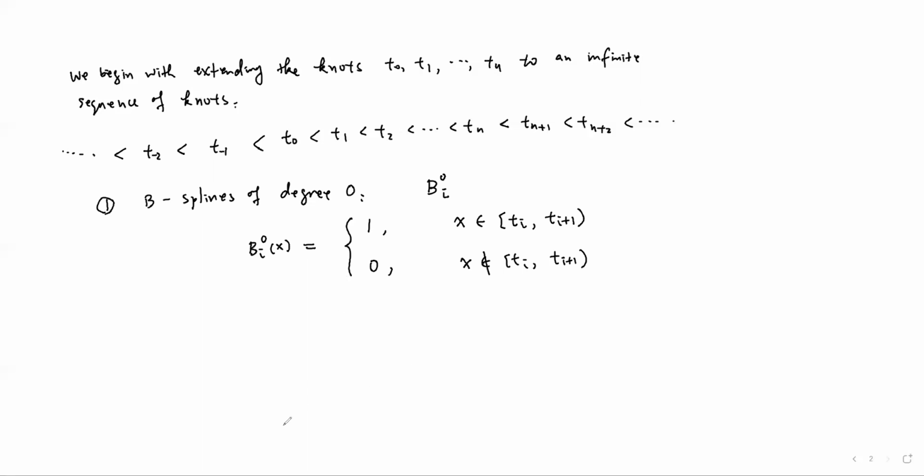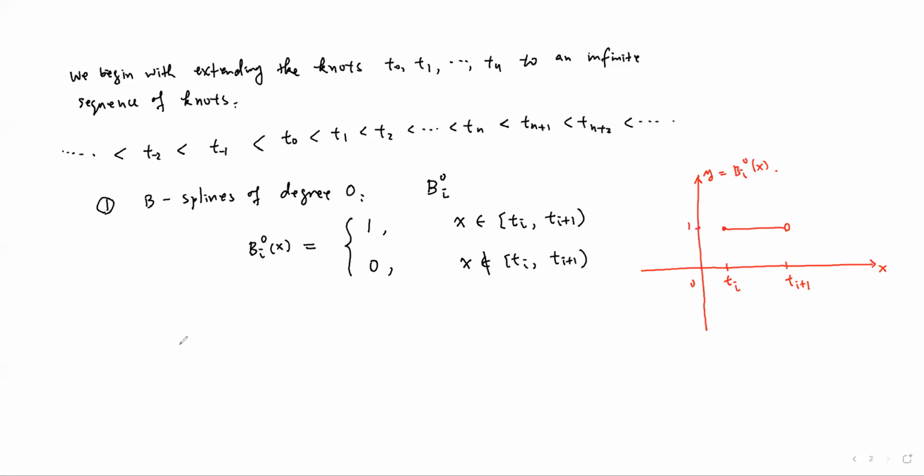The graph of this function is this. X-axis, y-axis. Suppose Ti is here, Ti plus 1 is here. Then function value over this interval is 1, a horizontal line. The left end put a closed dot. The right end put an open dot. Over this interval, function value is 1, and any x not in this interval, function value is 0. This is the graph of B_i0, a B-spline of degree 0.